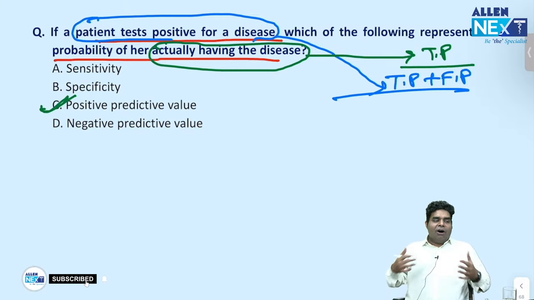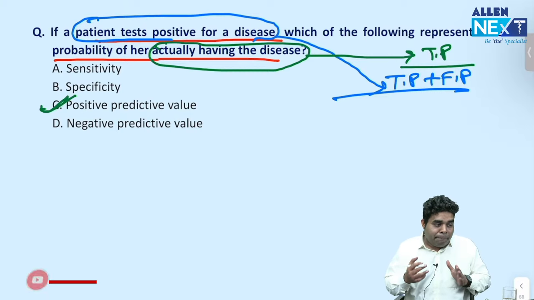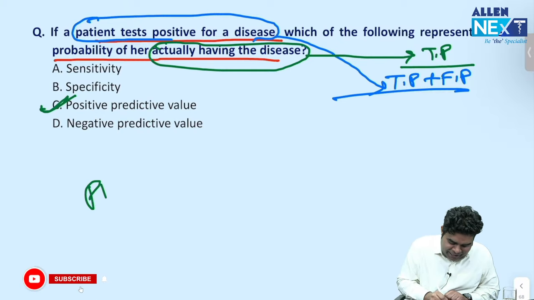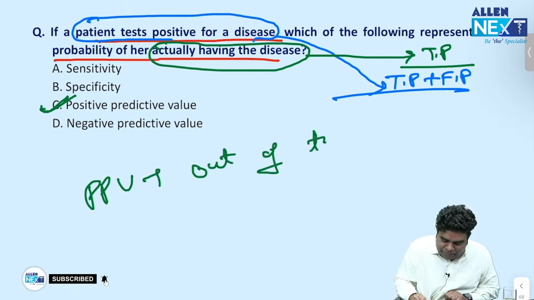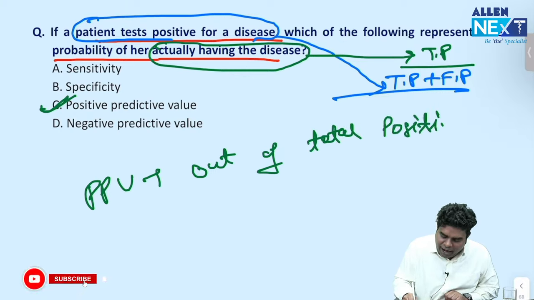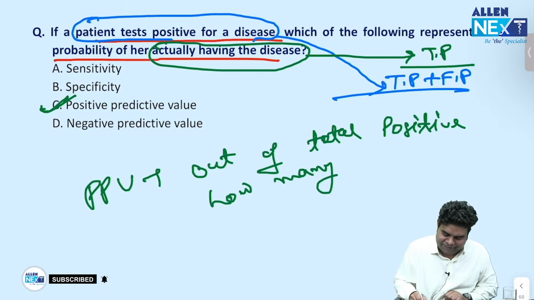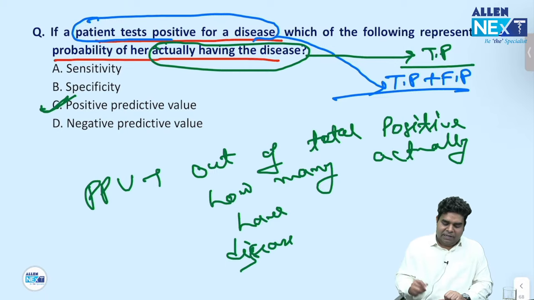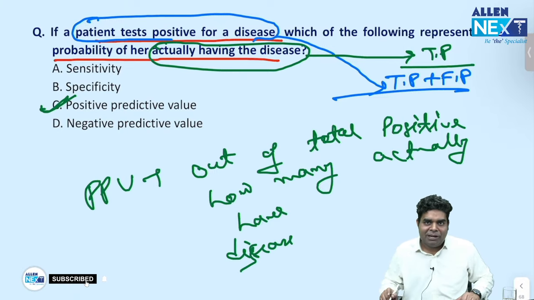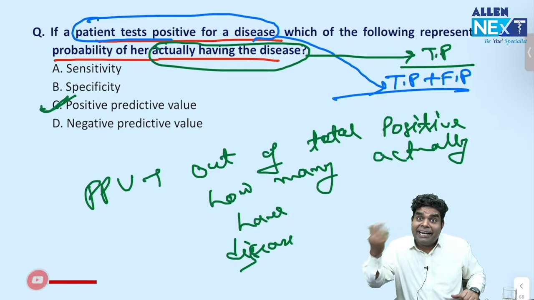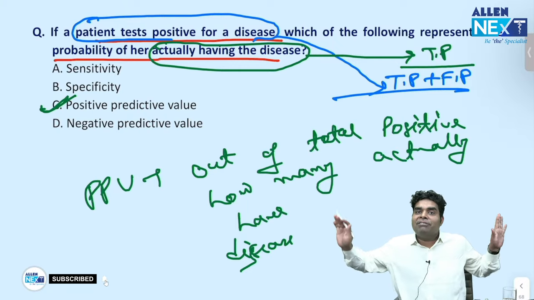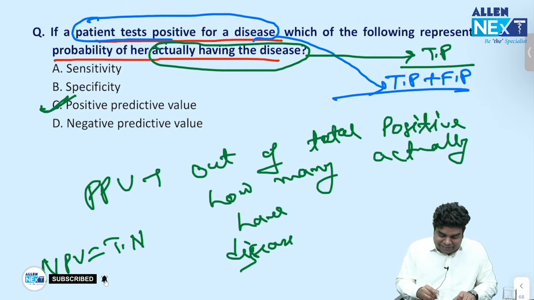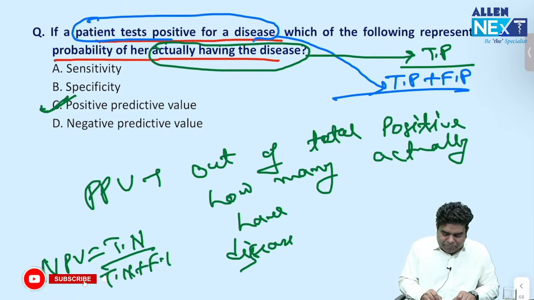So this is another way of defining PPV. Out of the patients who test positive, how many actually have the disease? This is another way to define PPV. Out of total positive, how many actually have the disease? If I have to define NPV, negative predictive value, I will define it like this: out of total negative, how many actually don't have the disease? That is NPV, because NPV is true negative, they don't have the disease, divided by total negative, true negative plus false negative.